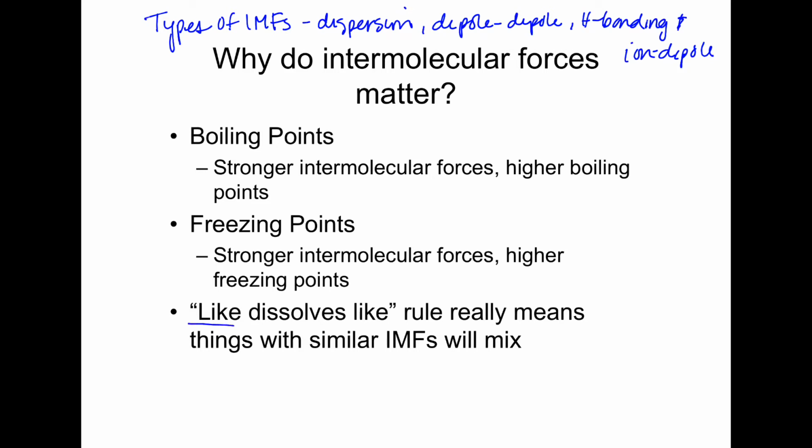Now, why do we care so much about this like dissolves like rule? Well, when you want two things to react with each other, it's really important that you can get them to mix together. So if we can look at a compound's structure and decide what type of intermolecular forces it'll have, we can tell what other things it will mix with. And that'll help us predict whether our two reactants will be okay mixing in the same container with each other.